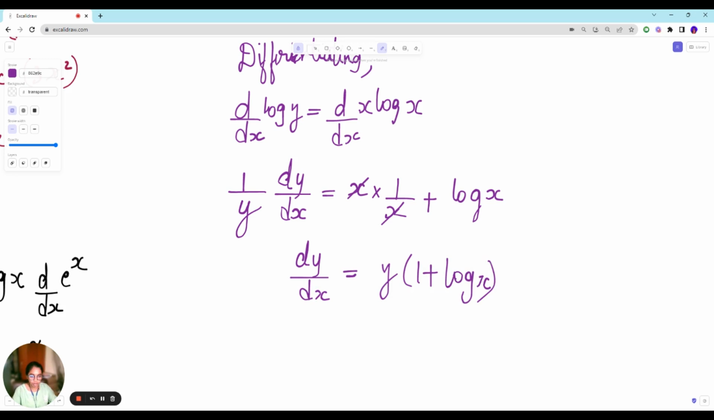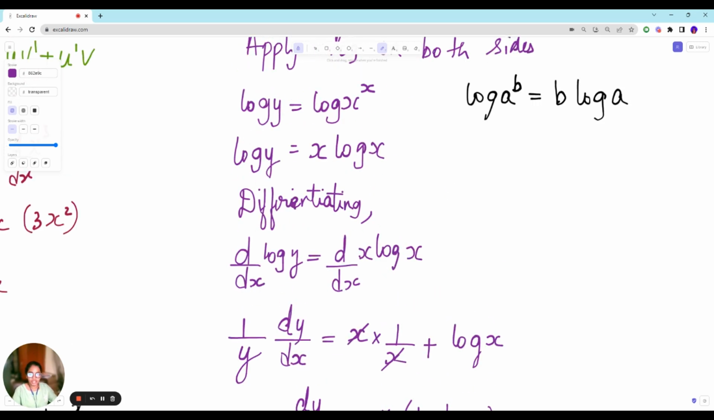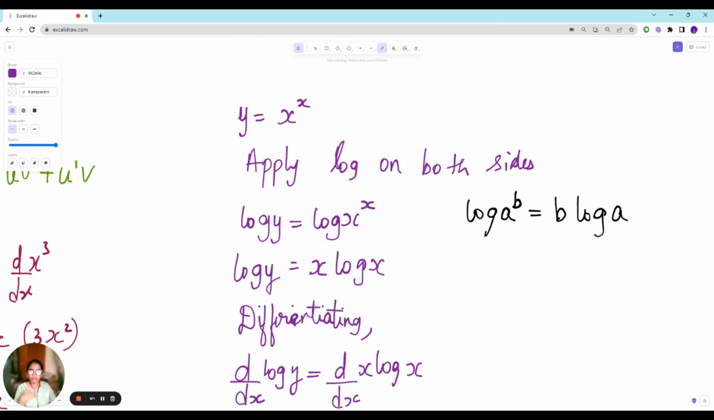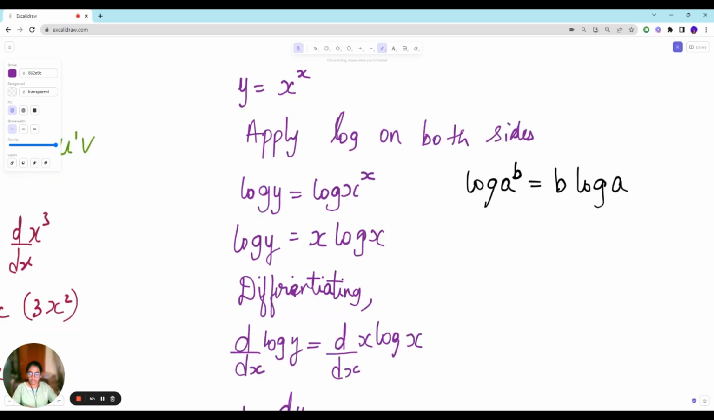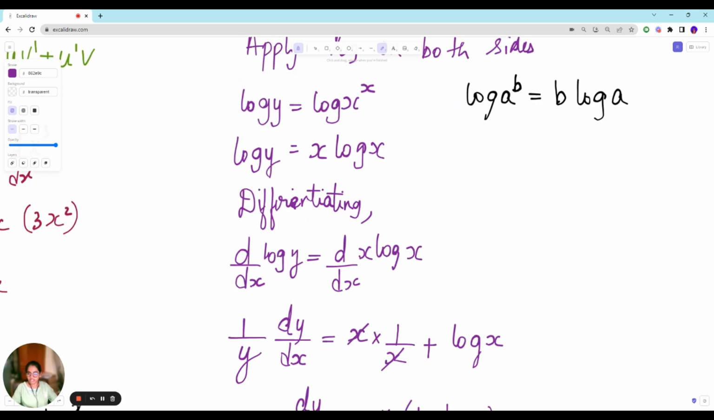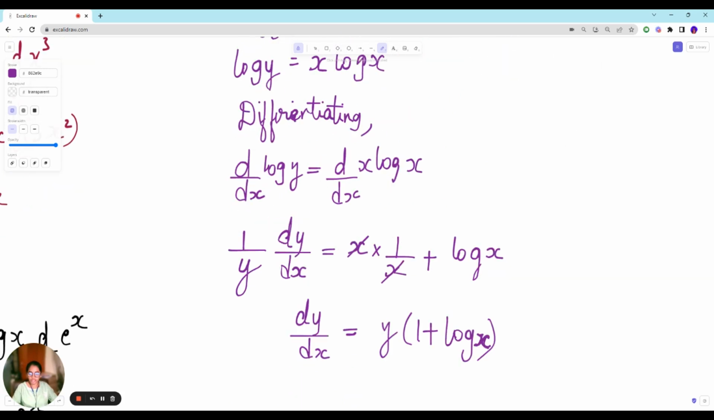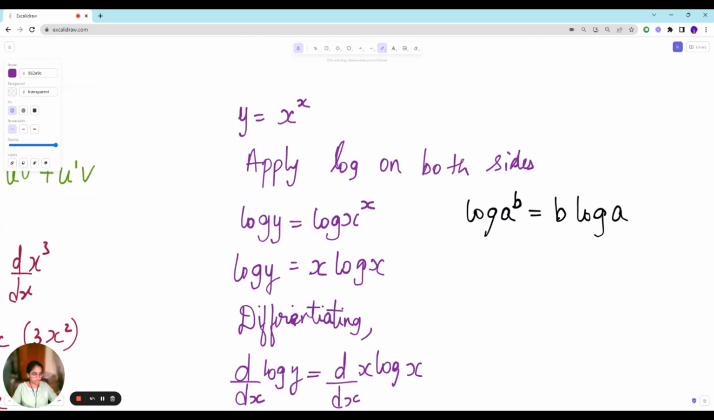How did we start this problem? Whenever we have in the power another function, that is we have x to the power x, we apply log on both the sides. After applying log on both the sides, I got log y is equal to log x to the power x. What is log a power b formula? It is b log a. So I wrote log x to the power x as x log x. Again on differentiating, this differentiation you should already know. Correct?